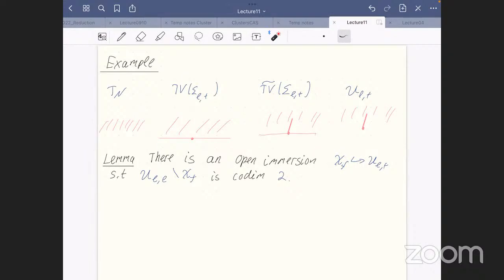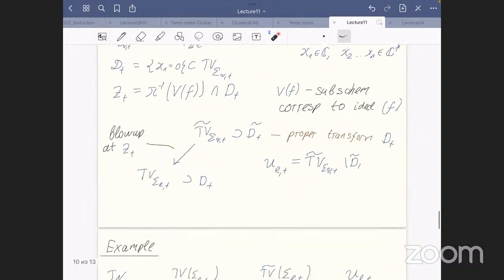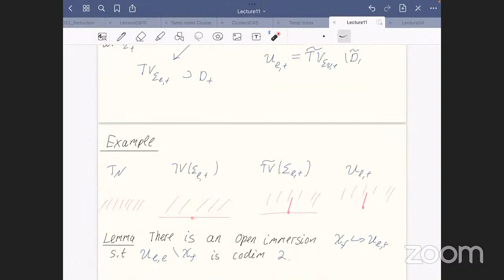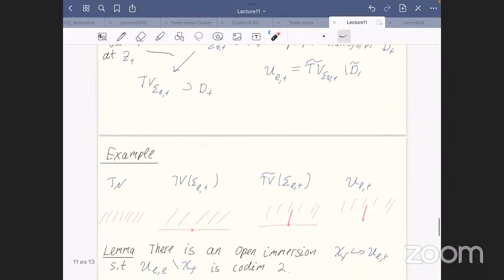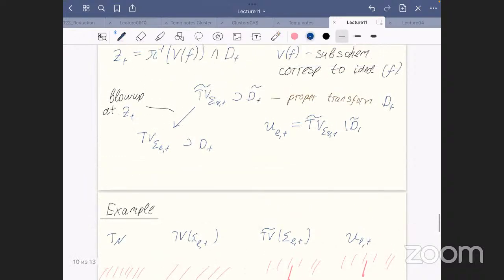Okay, if somebody has a question, please ask. So, what is z plus in the example? In this point. And d plus is the line here, and d plus tilde is the line here. Our original toric variety is the toric variety.